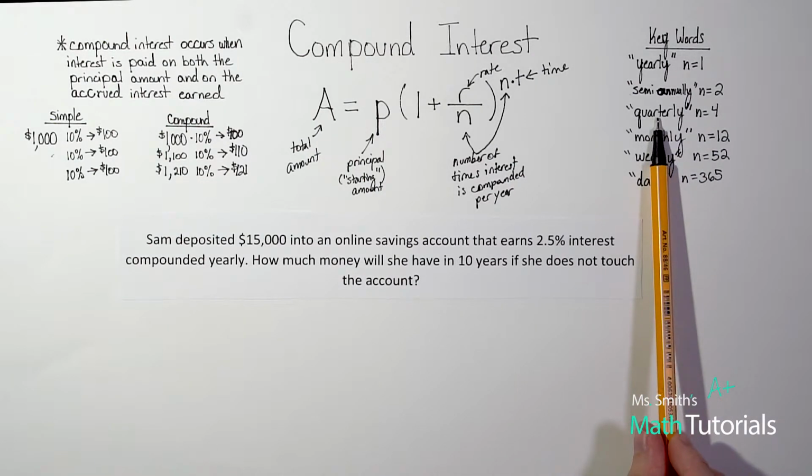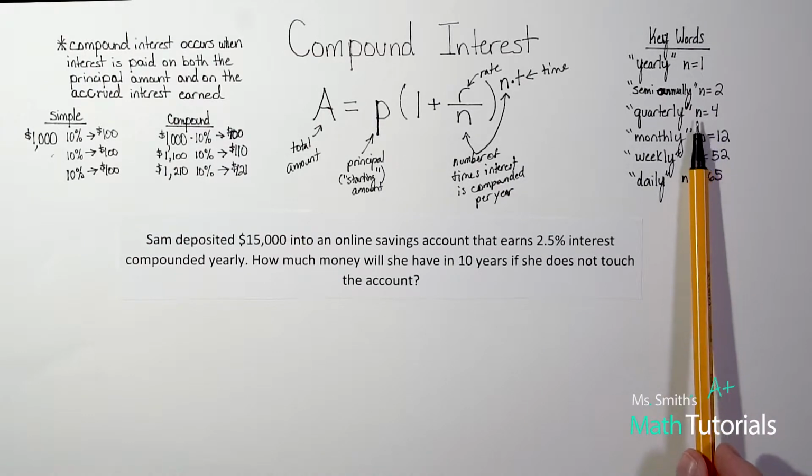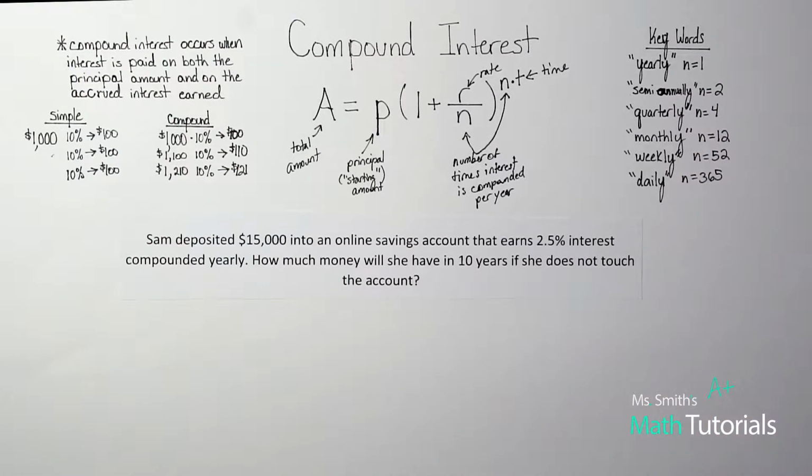Quarterly would mean it would happen 4 times per year. Think of how many quarters are in a school year, or how many seasons are in a year, or how many quarters are in a dollar. All of those are 4. At least where we are in school, we have 4 quarters. So n would be 4.